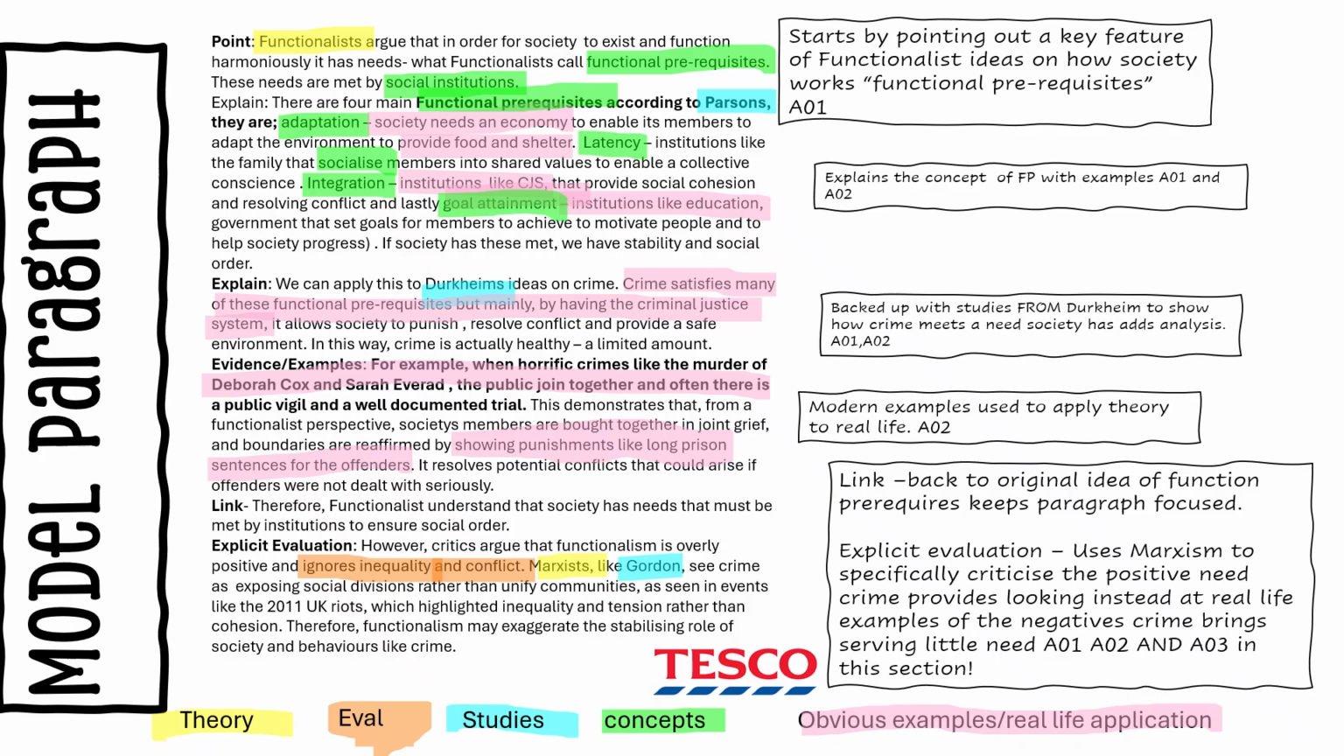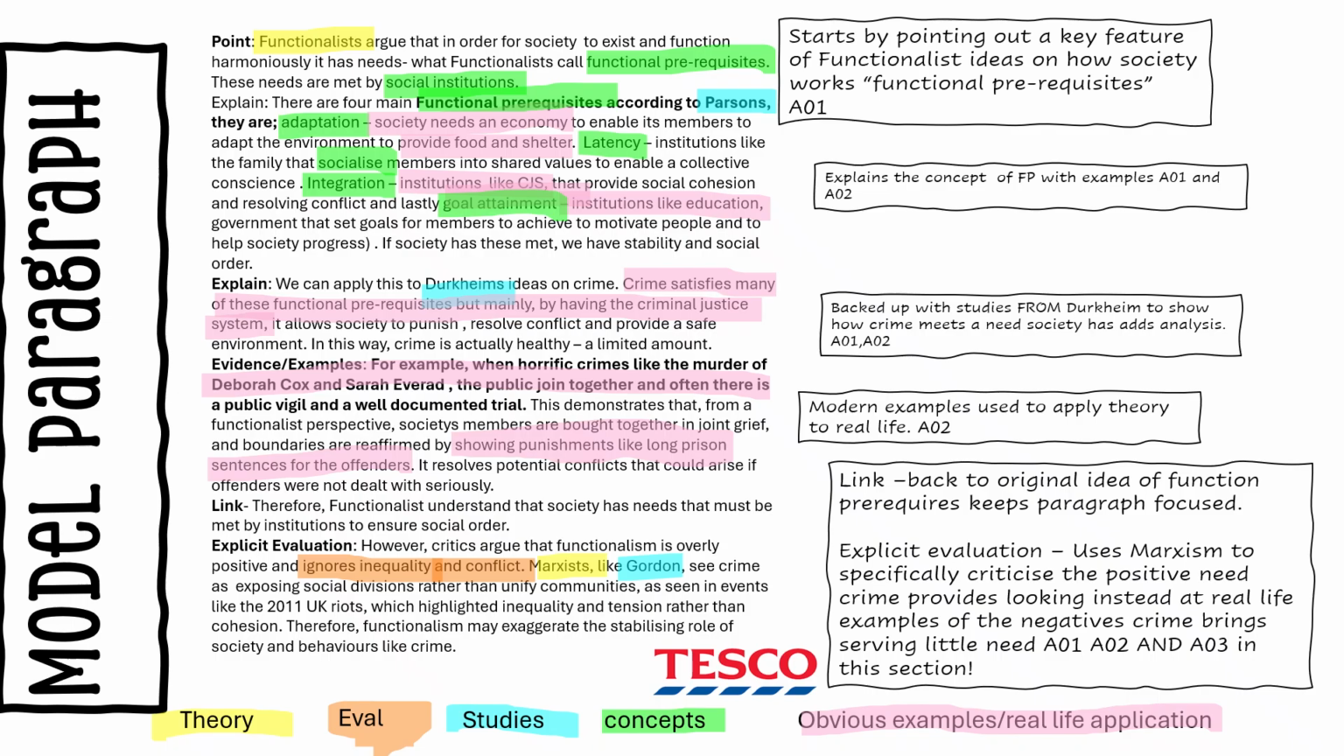They are adaptation: society needs an economy to enable its members to adapt the environment to provide food and shelter. Latency: institutions like the family that socialise members into shared values to enable a collective conscience. Integration: institutions like the criminal justice system that provide cohesion and resolve conflict. And lastly, goal attainment: institutions like education and the government that set goals for its members to achieve in order to motivate people and help society progress. If society has these met, we will have stability and social order.